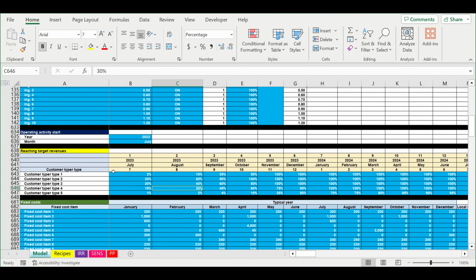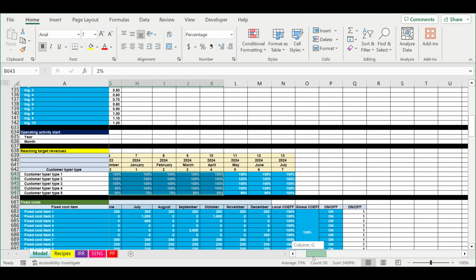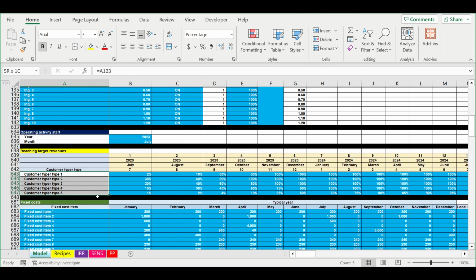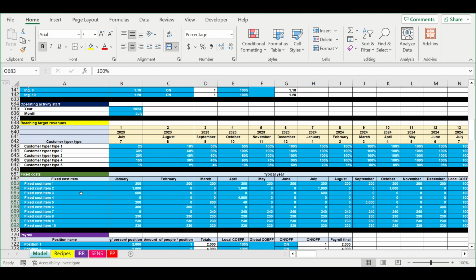Now let's go back to our inputs. So here in this area we're setting up the percentage with which we are reaching the target revenues for each type of customer separately. Playing with these percentage values allows you to see the difference between financing needed in this or that scenario. This will also give you a huge piece of information about how operating losses affect financing needed for your business idea. Next block of inputs is about fixed costs.